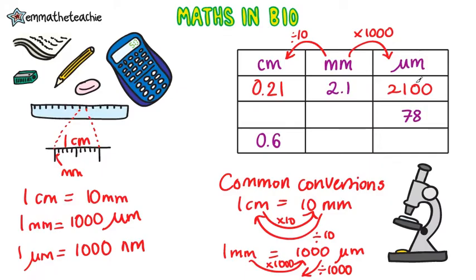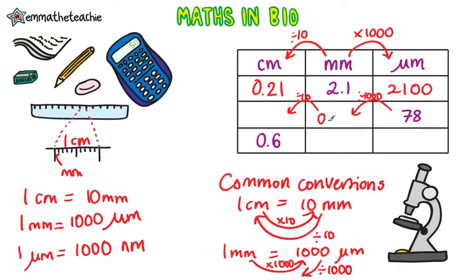Okay, now we're starting with the micrometers and we're working this way. So if we're working this way, will we be multiplying or will we be dividing? Yeah, we'll be dividing. So if we go back this way, we are going to divide by 1,000. And then when we go back one more step, we're going to divide by 10. So this number is going to get really, really small.